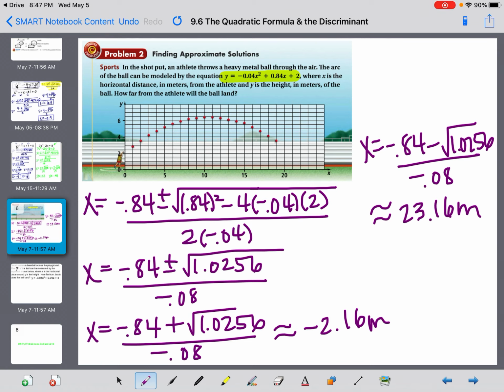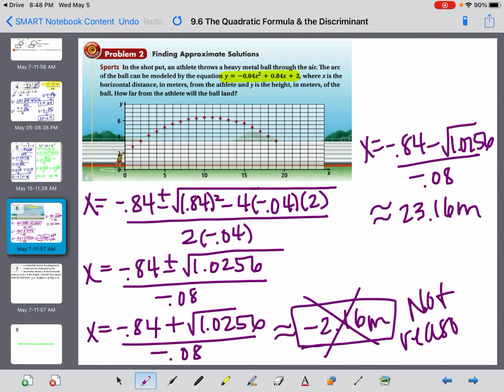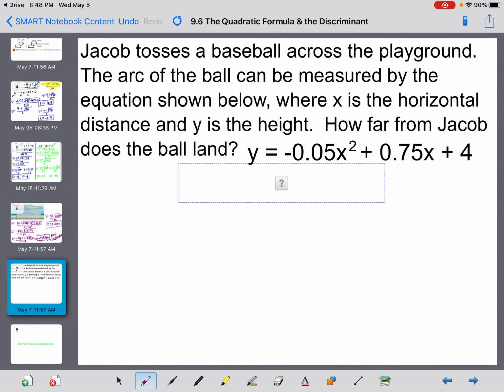Now this one can't have two answers because it can't land two distances away from the shot putter, from the athlete. So we're going to look at the one that makes sense. Because this one has negative meters, that one does not make any sense. You can't be negative meters away from somebody, so this one's not reasonable. That means our final answer, or our solution, is that it landed approximately 23.16 meters away from that athlete.